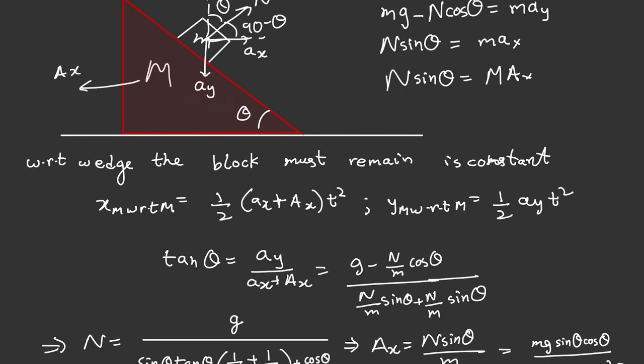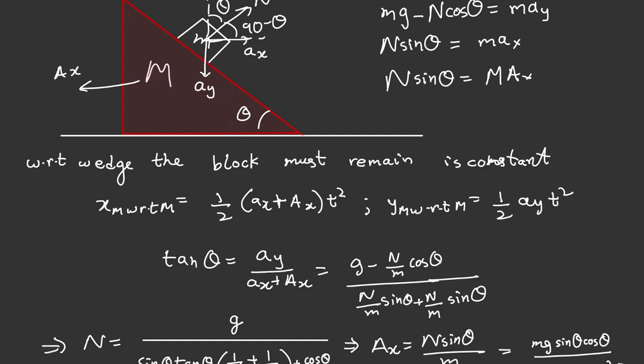We also have to take into account that this block has to remain in contact with the wedge. So we could write a constraint equation, or what I am doing here is looking at the block from the frame of the wedge. So it will have a horizontal acceleration ax plus capital X and then a vertical acceleration small ay.